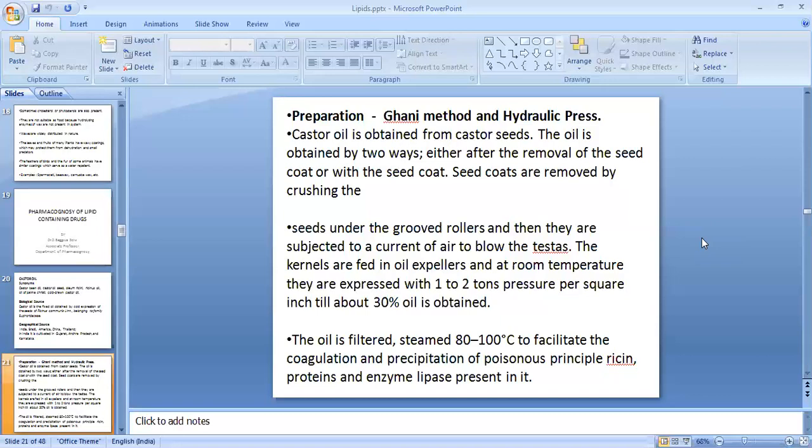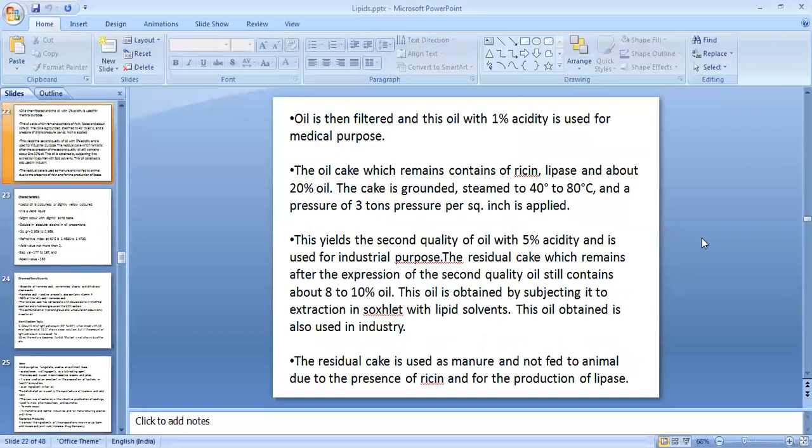If they are not removed, the lipase will allow the oxidation of the fatty acid, which makes the oil rancid, and this toxic substance may affect when it is taken internally. And when this oil is filtered and obtained, you will have the acidity of about 1%, which can be used for medicinal purposes.